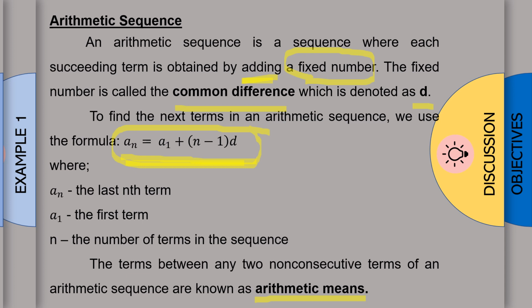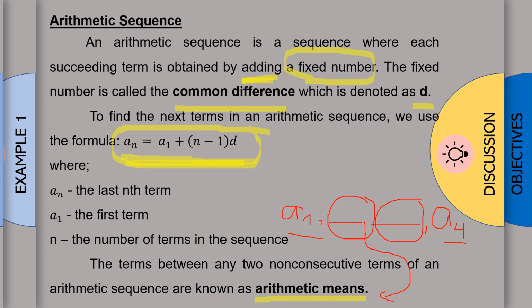Like, for example, if you have a sub 1, and then may missing terms ka dito, and then nag-jump ka na kay a sub 4. So, ibig sabihin, nawawala si a sub 2 at saka si a sub 3. So, itong terms na to, ang tatawagin nating arithmetic means kasi sila yung terms between non-consecutive terms. Kasi yung a sub 1 at a sub 4 hindi magkasunod na terms. So, merong blankong terms sa pagitan nila. So, yung mga missing terms sa pagitan ng dalawang non-consecutive terms ang tatawagin nating arithmetic means.